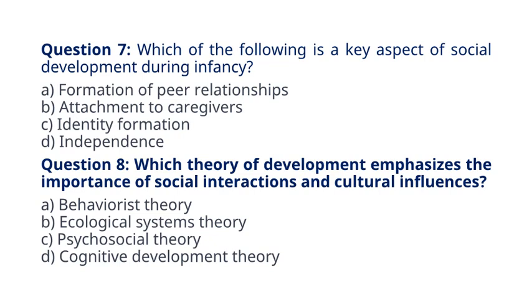Question 8. Which theory of development emphasizes the importance of social interactions and cultural influences? A. Behaviorist theory. B. Ecological systems theory. C. Psychosocial theory. D. Cognitive development theory. The correct answer to question 8 is option B. Ecological systems theory. Explanation: ecological systems theory, proposed by Urie Bronfenbrenner, highlights the influence of social interactions and cultural factors on development.